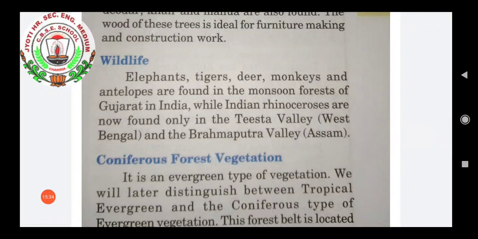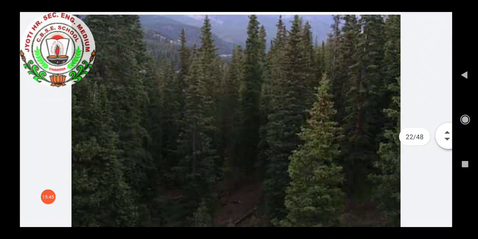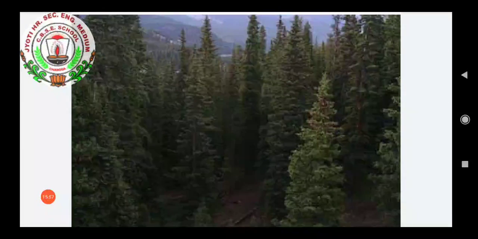Okay. Next type of vegetation is coniferous forest vegetation. First of all, I will show the picture of this forest. See. Okay. It is an evergreen type of vegetation, and this forest belt is located in the latitudinal zone of about 55° north to 65° north, and these types of forests are found in Eurasia and North America.